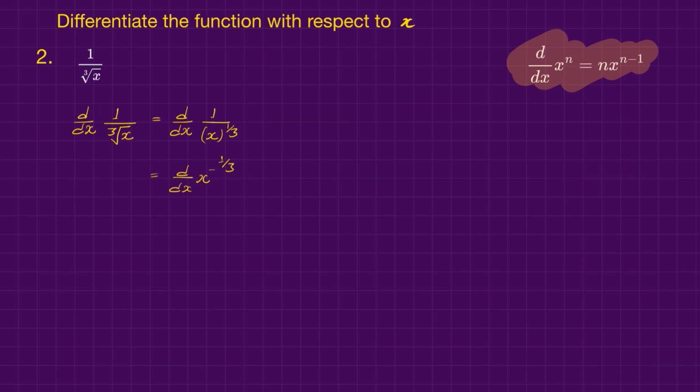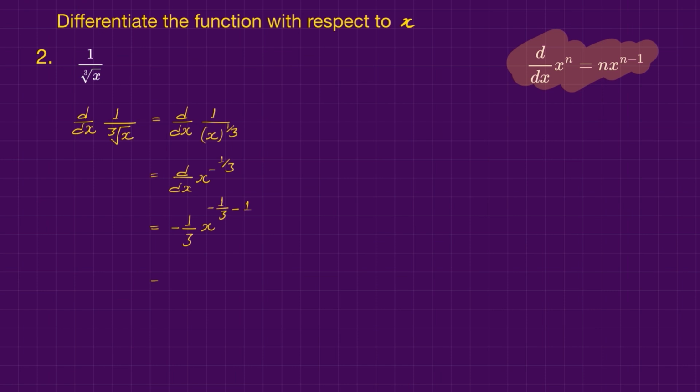This is again in the format of this formula, that is d/dx of x to the power n. In place of n there is minus 1 by 3. So using that formula we will have minus 1 by 3 x to the power minus 1 over 3 minus 1.